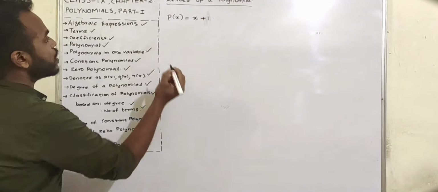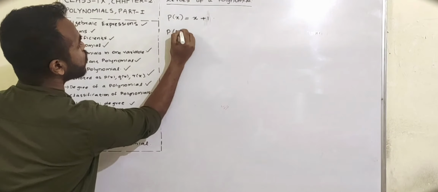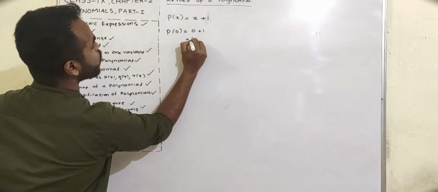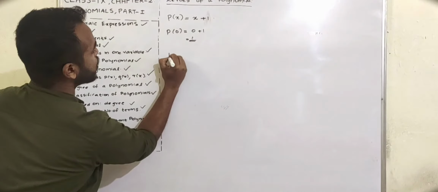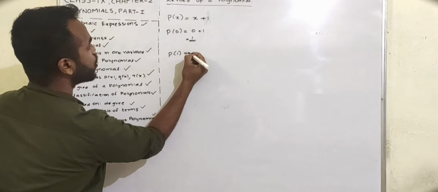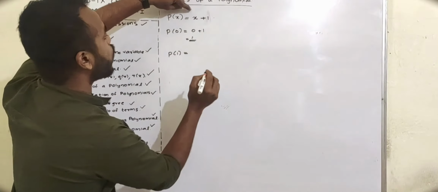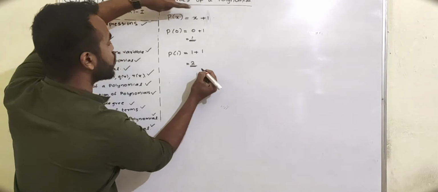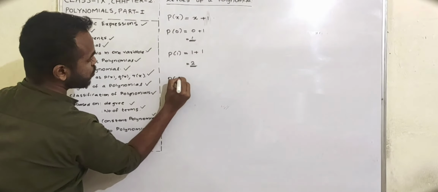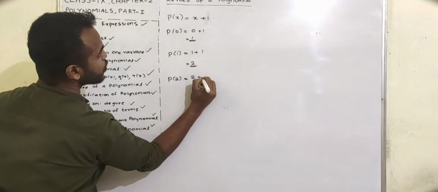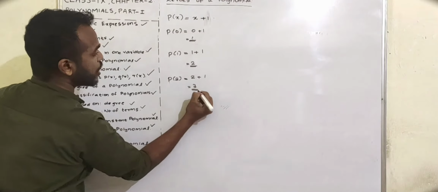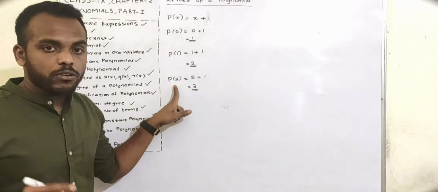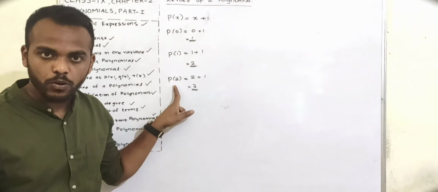Now start finding the values. P of 0. What is p of 0? 0 plus 1. It's 1. Is it 0? No. Now p of 1. P of 1 is, just need to put 1 in the place where you see x. So that is 2. Still no 0. Now p of 2. That is 2 plus 1. That is 3. The value is increasing.